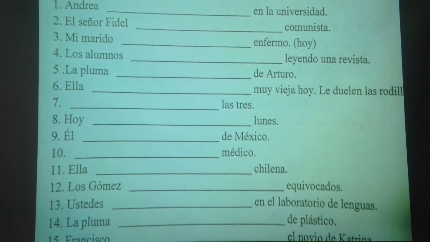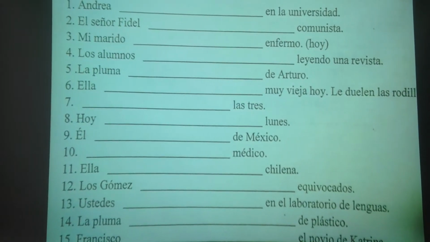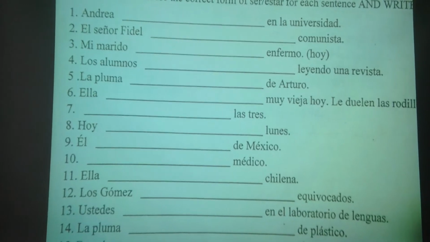Isn't this, could this also mean like my handcuffs? Esposas means handcuffs also, yes. So that's wives. Wives are.